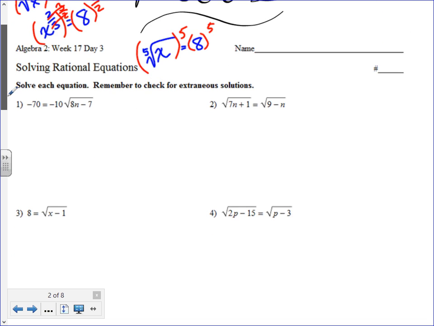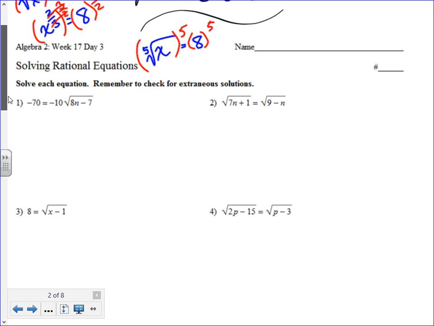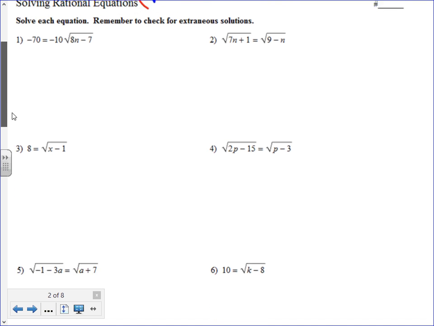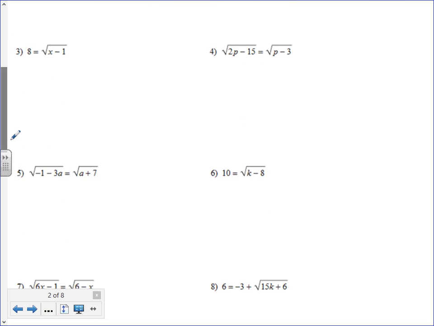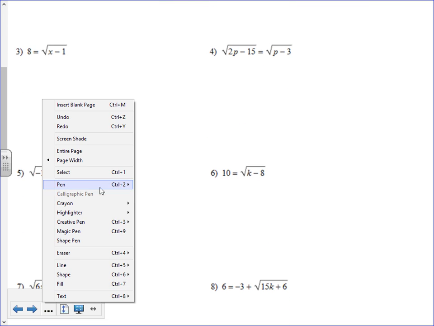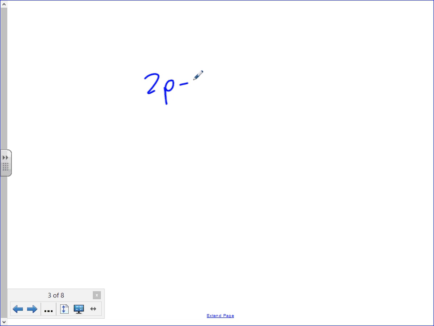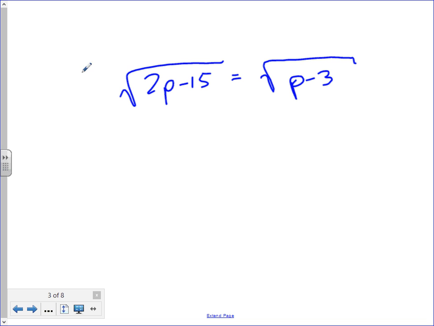We're going to do probably just 2 or 3 problems together. Look at number 4. And I'm going to still work on a separate sheet of paper. I would encourage you to do the same, but you don't have to. I tried to give you a little bit extra room this time. So 2p minus 15, p minus 3. Okay. Number 4.